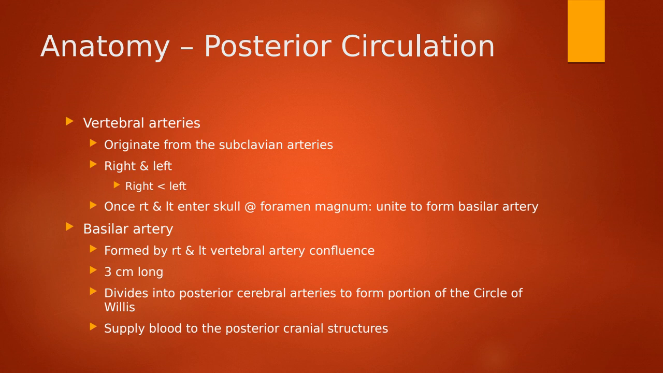So these are also going to become intracranial. They're going to unite together to form our basilar artery. So the two of them are going to meet up at the back of the skull and become one. The basilar artery is going to be a very short vessel, 3 centimeters in length, and it's going to be that back completion of the circle of Willis. So it's going to be the two vertebrals that came together, going to travel for a very short distance, and then split off into the PCAs to help piece together that circle of Willis. It's going to supply blood to the posterior cranial structures in the back of that patient's neck.